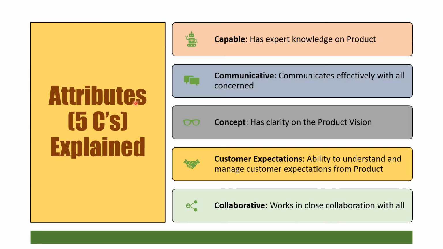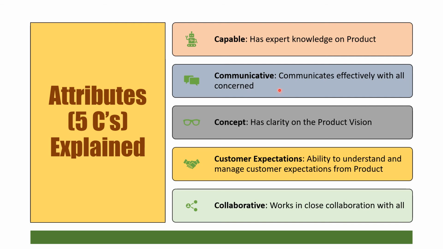When we say that the product owner must be capable, that simply means he has expertise and experience in building a product, and expert knowledge of the product that we are trying to build, and that differs from domain to domain. Some product owners might have expert knowledge of banking products. Some might have expert knowledge of insurance products. So when we say capabilities or expertise, that means they have clarity on the domain that we are trying to build the product in, right?